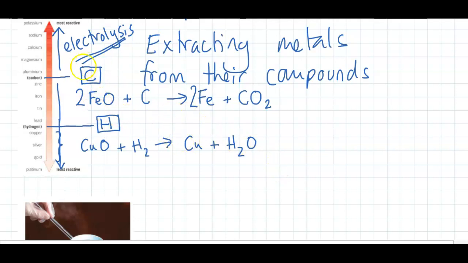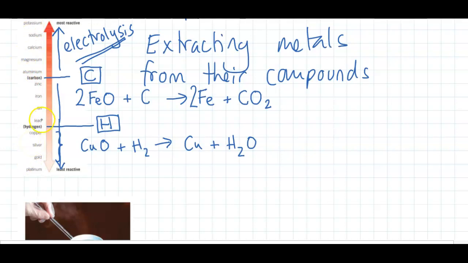So it's important to understand that we can place other elements into this reactivity series, and the two that we're interested in are carbon and hydrogen. We can extract metals by heating them with carbon as long as they're below carbon in the list, and some metals are less reactive than hydrogen. We can extract them by heating them with hydrogen. Obviously there's far more metals than just these.